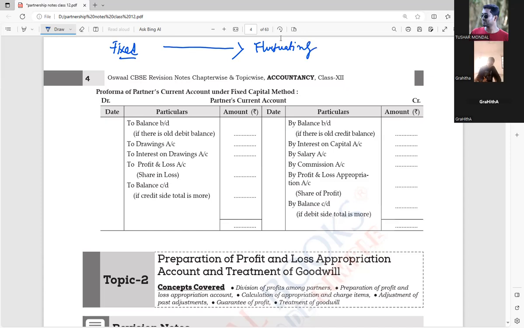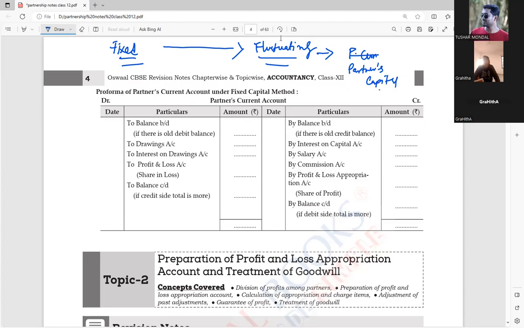So two types of capital method. One is the fixed capital method, where the capital never changes, exactly the same as contributed. And the fluctuating capital method, where the capital will change. In this fluctuating capital method only, we make one account, that is the partners' capital account.